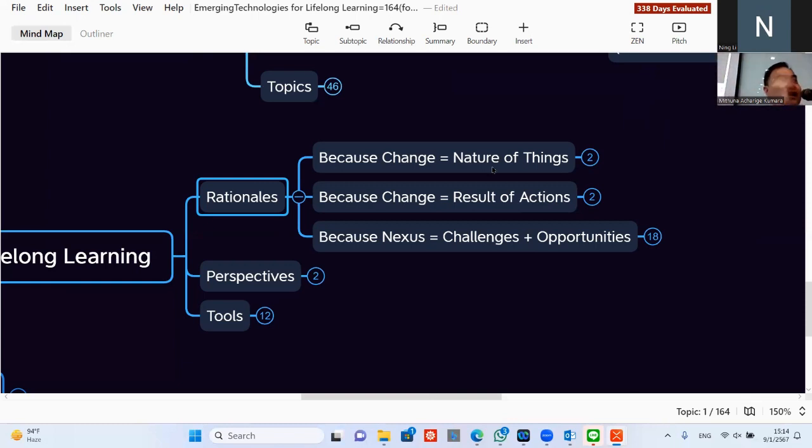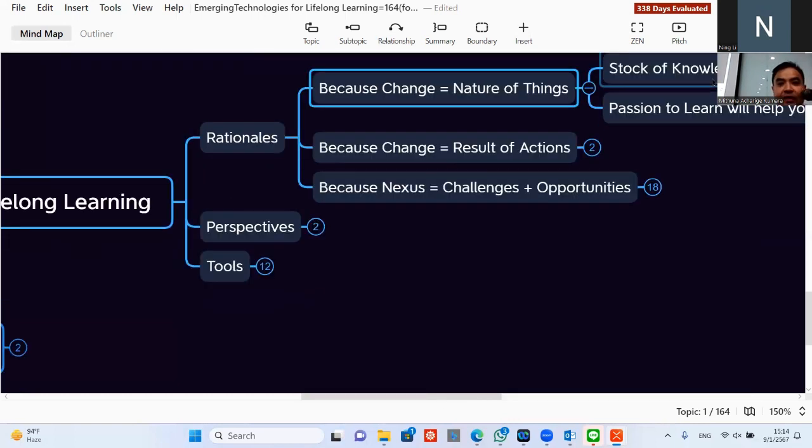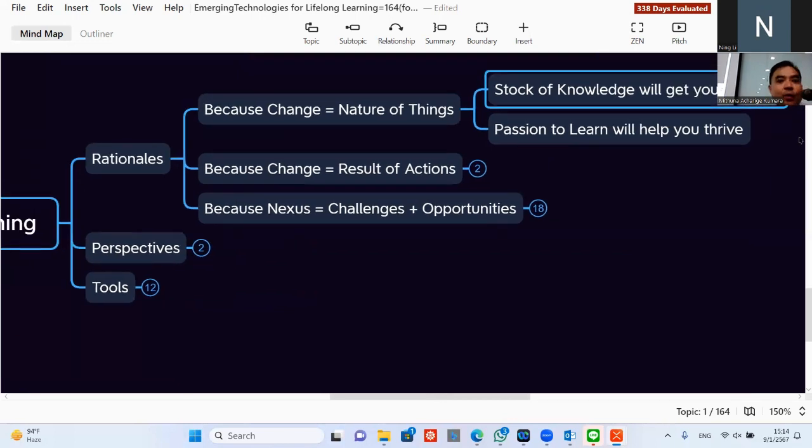Because change is the nature of things, that's why, okay? So it's about learning how to become lifelong learners, so when the world evolves, you can evolve with it. Change is the nature of things, and the stock of knowledge, okay, that will get you through. In other words, the stock of knowledge is what you can accumulate right now. It's like food or water when you're going hiking. It's something that's supposed to last you a long time.